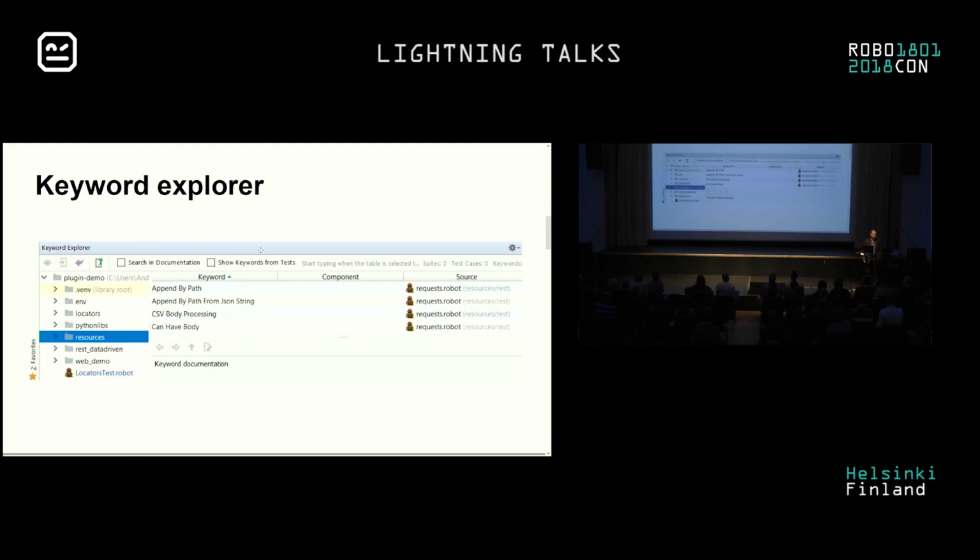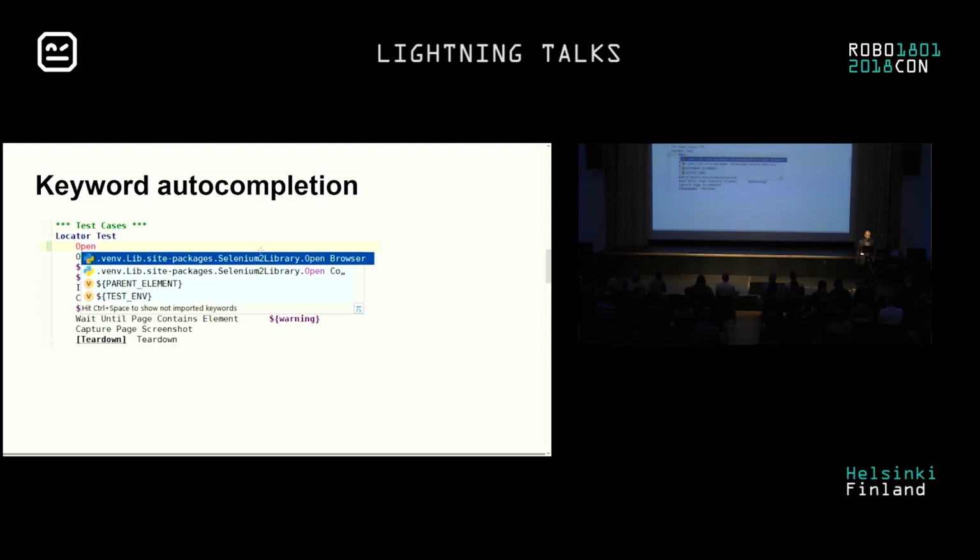The other feature was a keyword explorer. Once you have your test suite, you have keyword libraries. It is able to show all the keywords there. You can search by documentation and so on. Standard features like keyword auto-completion: once you hit Control-Tab, you can see all the options among the keywords available, which start with the word that you have just typed.